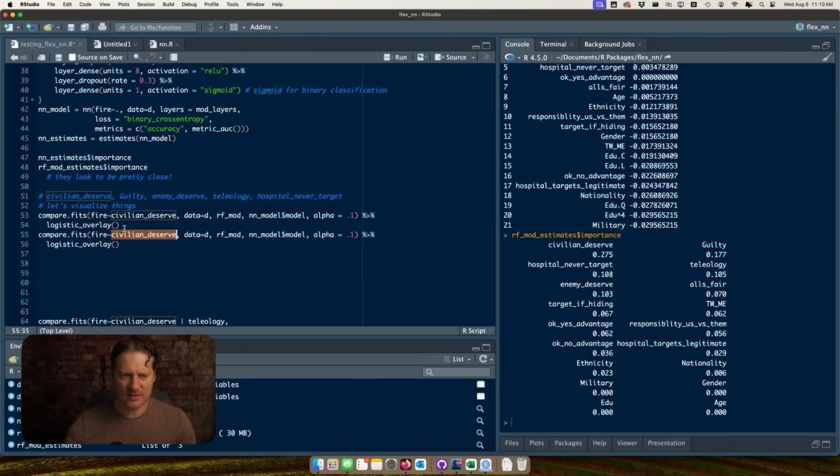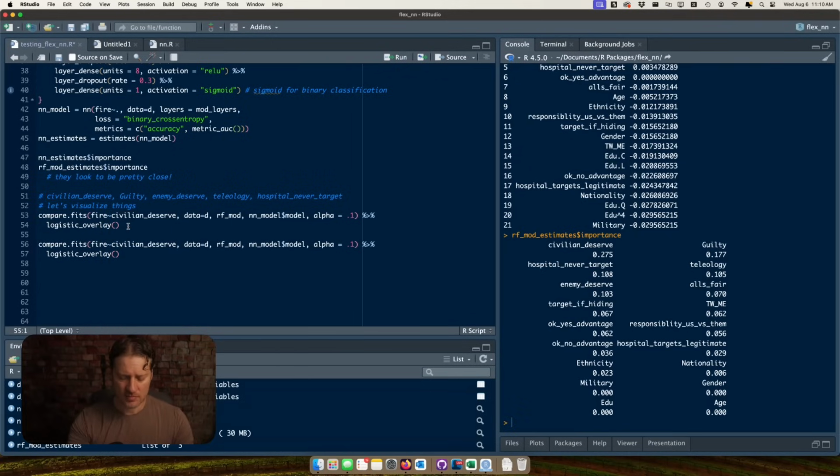That's going to be a problem, though. We're going to have to do a magnet plot. So magnet plot. And again, if you saw my recent series, you'll know what this is about. So I'll go fire, tilde, guilty, data equals D.